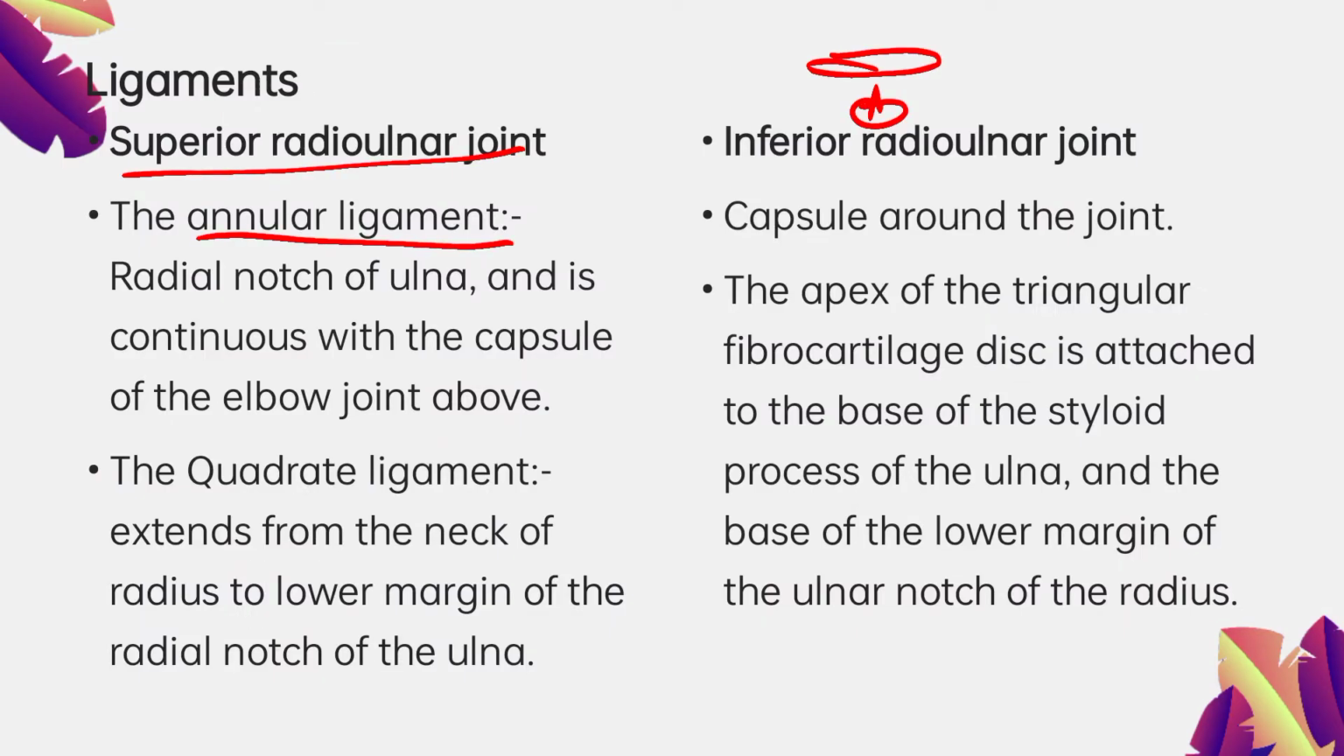Moving further to the inferior radial ulnar joint ligaments. In inferior radial ulnar joint ligament, the capsule surrounds the joint inferiorly. The weak upper part is evaginated by the synovial membrane to form a recess in front of the interosseous membrane. So basically the capsule is around the joint in the inferior radial ulnar joint.